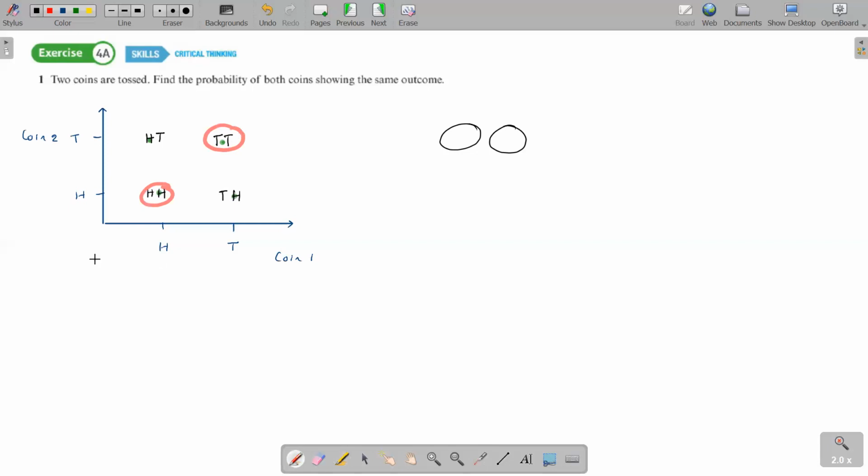Out of what's the total number of outcomes? You can see in our sample space, we have 4 different outcomes. So out of 4, for getting the same outcome, we have 2 chances. So 2 over 4, which reduces to 1 over 2, half. So this is the final answer.